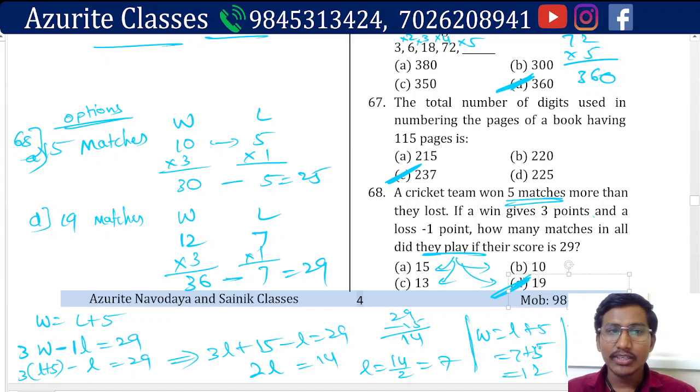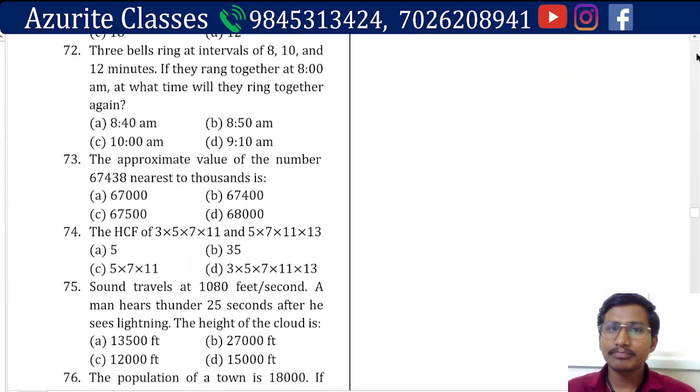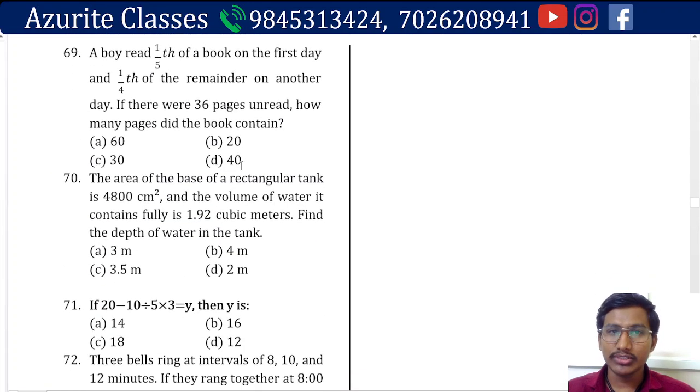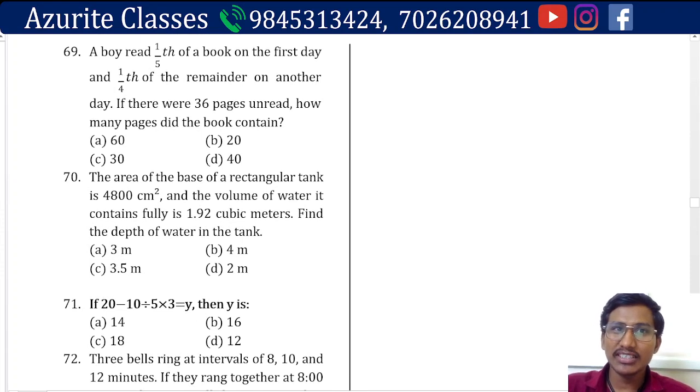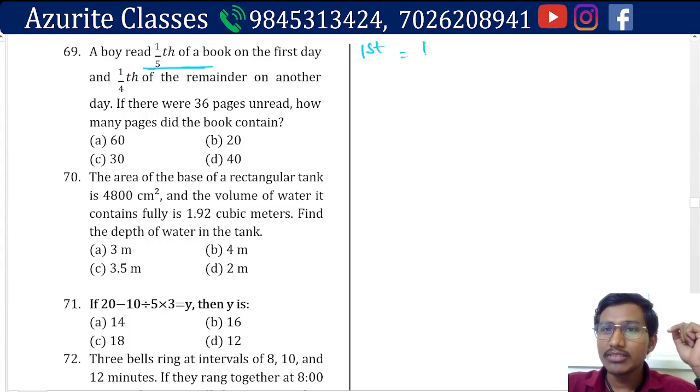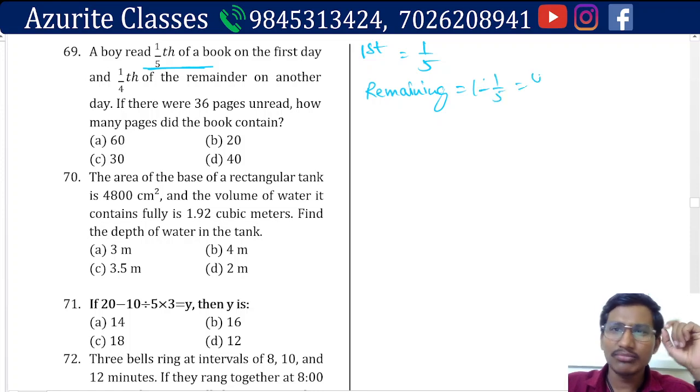Okay, good. So now let us go to the next question, that is question 69. So 69 also, it is a little complicated, right? Okay, we'll do it here. A boy read 1/5 of the book on the first day. So first day he read 1/5 of the book. How much will be remaining? That is 4 parts. So in 5 he read 1 part, means 4 by 5, or you can take 1 minus 1 by 5, that will come 4 by 5 only.